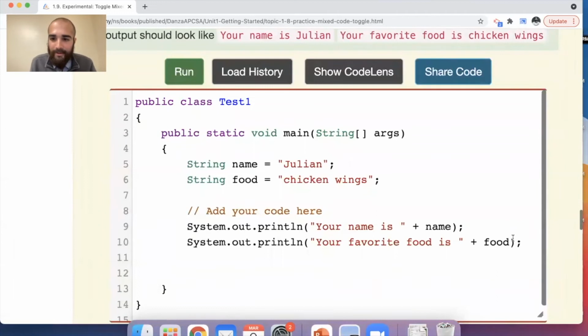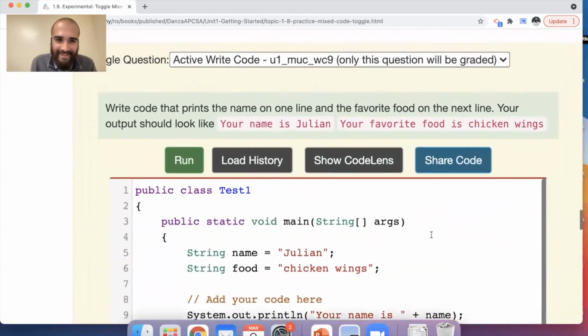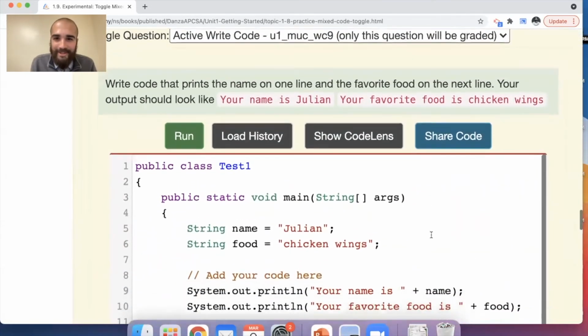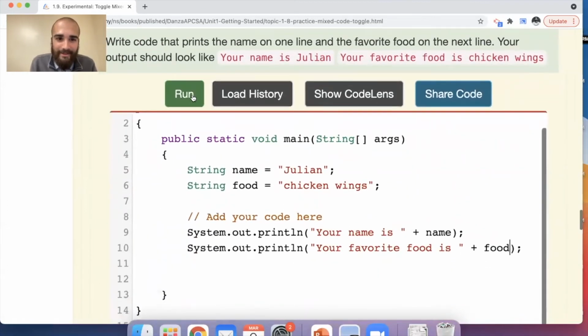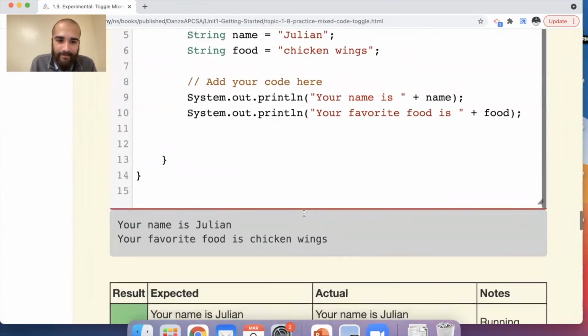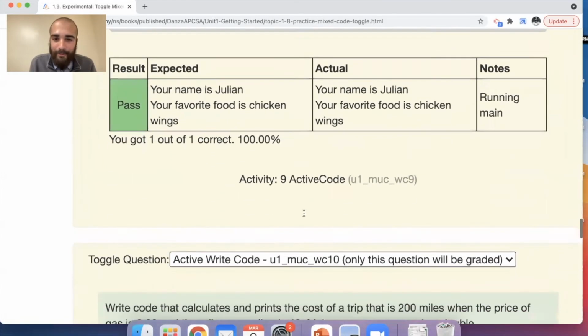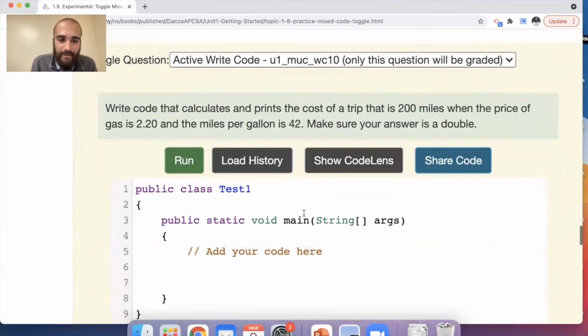Exactly. Your favorite food is not name. Food. All right. I'm gonna read the directions again. Your output should look like, all right, it looks like that. Hopefully. I'm gonna run it. Let's see what we get. All right, back on track. One for one.